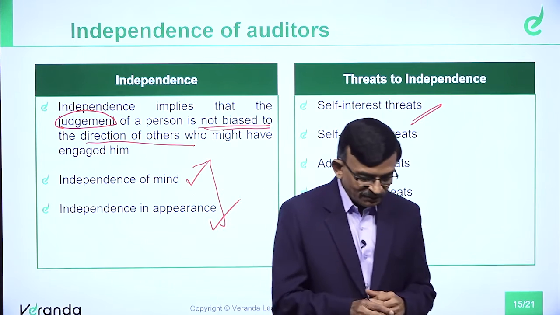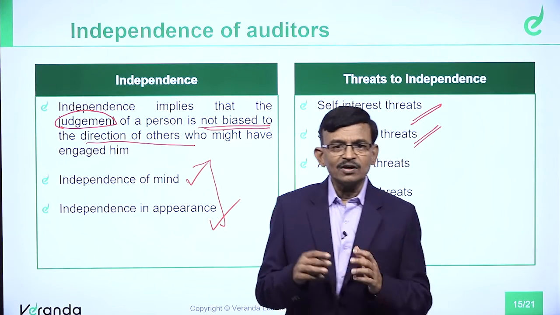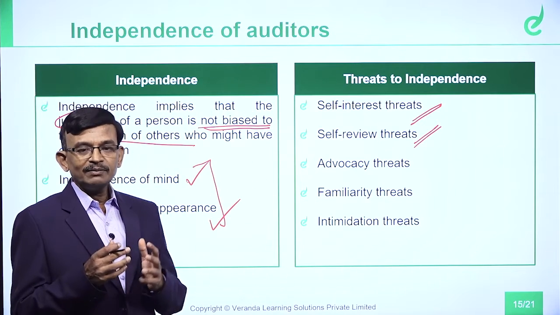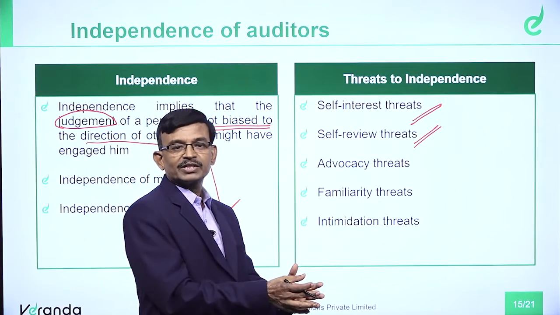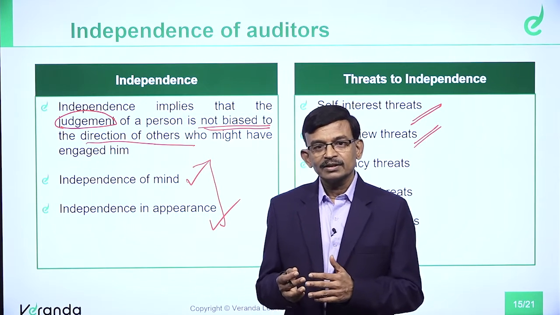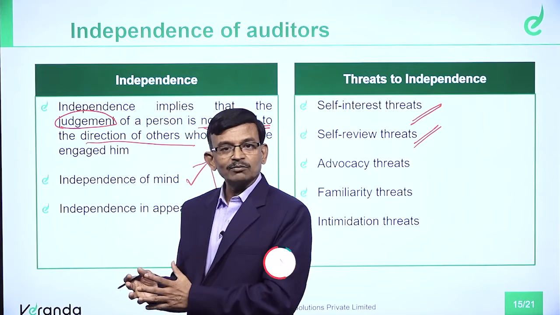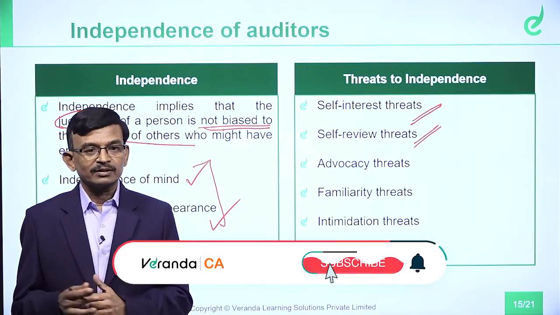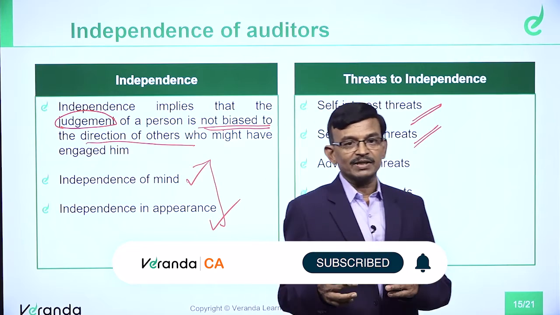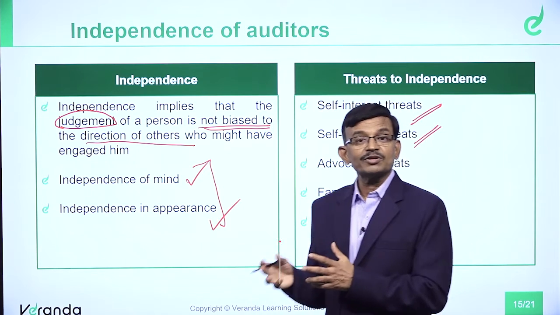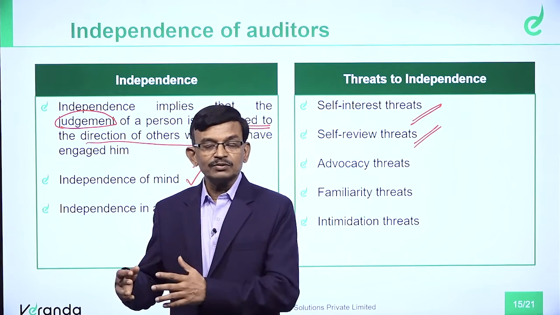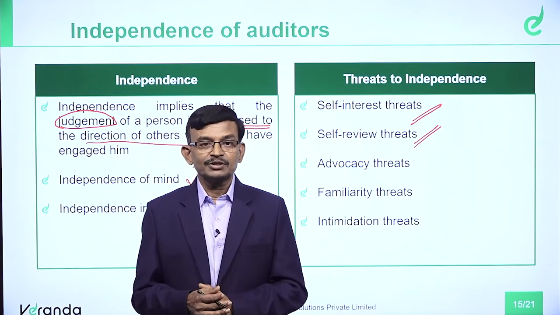Second is self-review threat. This normally happens. One of the issues is that I am doing a management function, advisory work, and then I am also doing my own audit work. That is the reason why they are saying, if an auditor is doing a management function, he should not do the statutory audit, because his own work will be reviewed and he is going to issue an opinion.